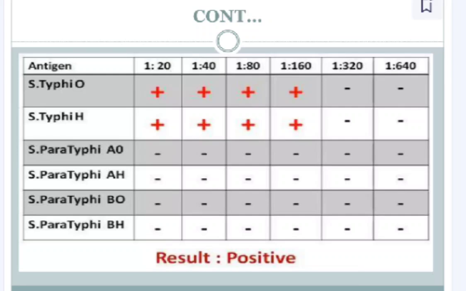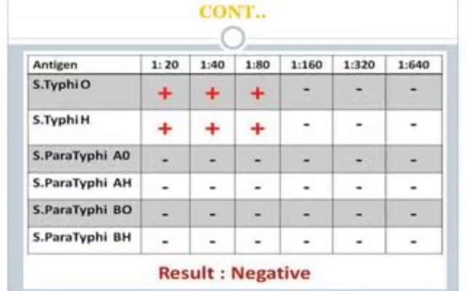One thing we should keep in mind: if the titer value for the O antigen is positive, that is, if O antibodies are present in the serum, it shows active infection, and if antibodies against H antigen of the Salmonella are present, it shows past infection or immunity or recovery. Now we will see another report.